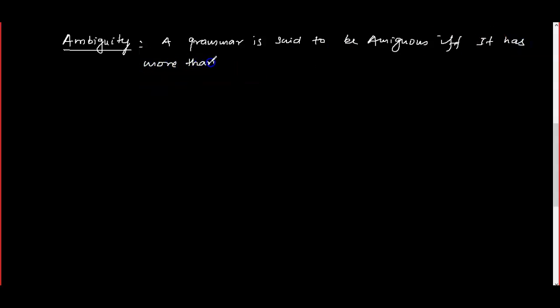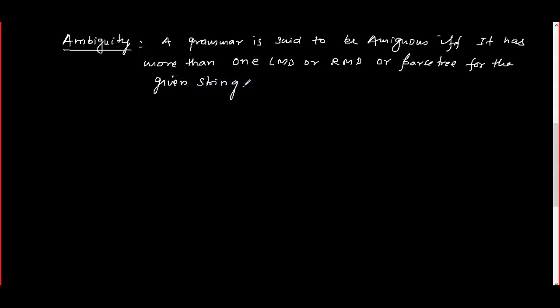more than one LMD or RMD or parse tree, anyone. It means you do not have to prove LMD and RMD both, you have to do only LMD and show that you can derive it more than one way for the same string. So a grammar is said to be ambiguous if it has more than one LMD or RMD or parse tree for the given string. Getting?